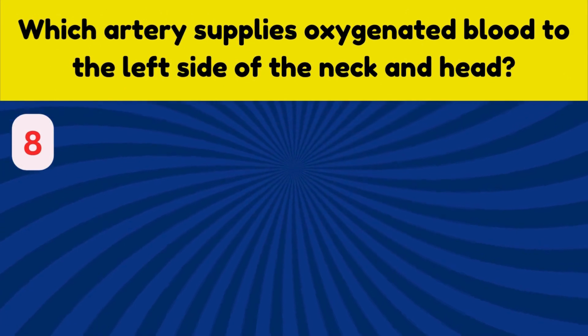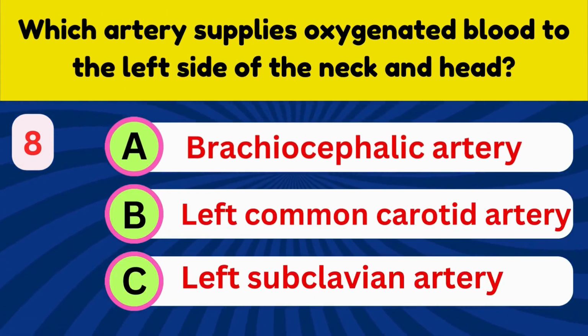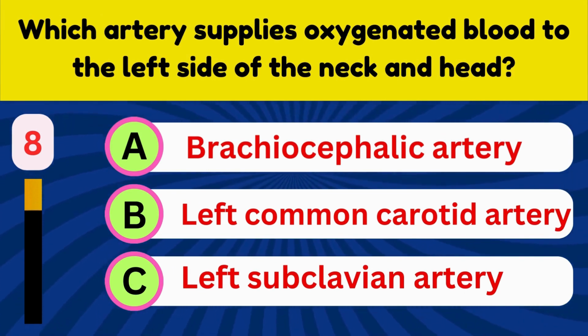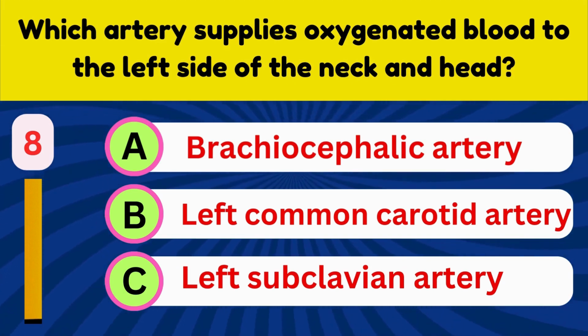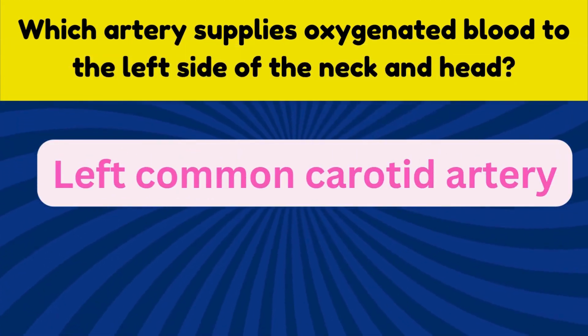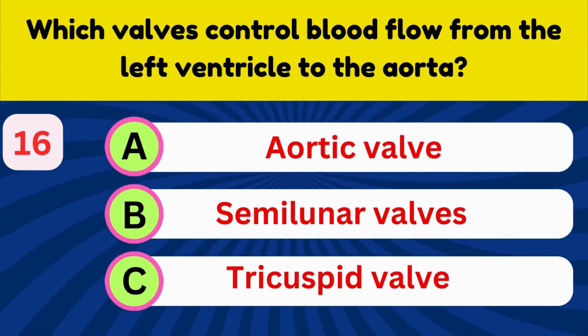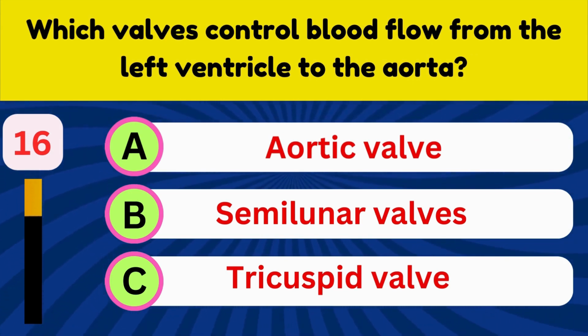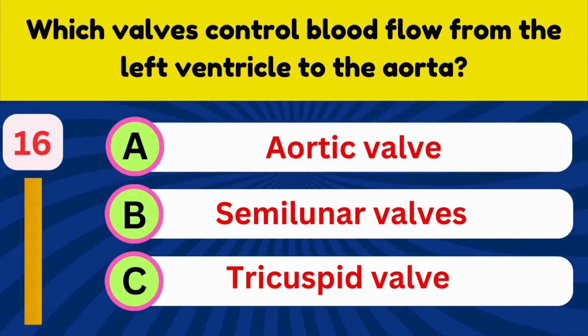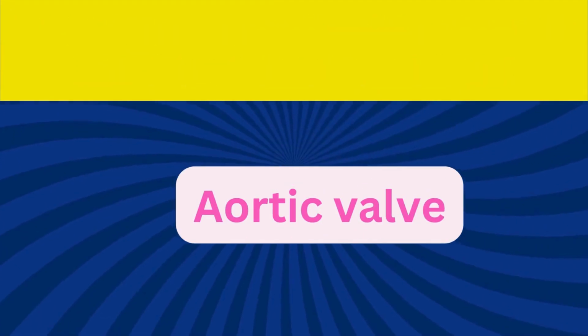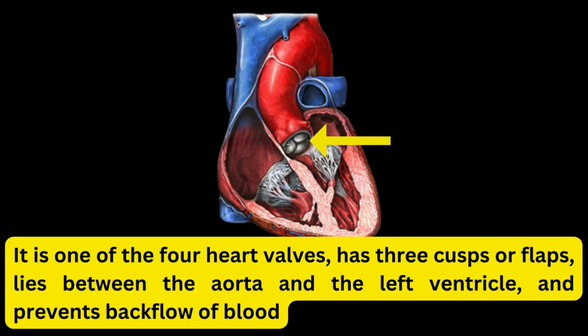Which artery supplies oxygenated blood to the left side of the neck and head? Left common carotid artery. Which valve controls blood flow from the left ventricle to the aorta? Aortic valve. It is one of the 4 heart valves, has 3 cusps or flaps, lies between the aorta and the left ventricle, and prevents the backflow of blood.